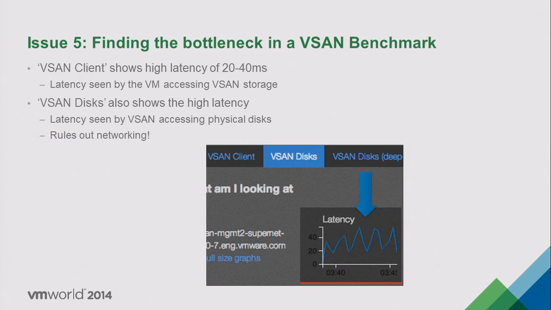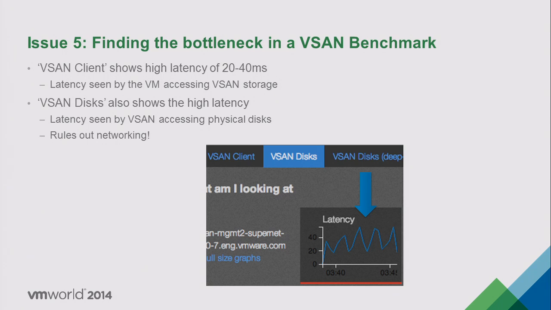Well, the first thing that we do is we want to rule out the network. Is it a physical disk problem? Are the devices overloaded? Or is there some problem accessing the storage devices? Or is it a network problem? Latency could be coming from either. So what we do is we go to the vSAN disks tab.